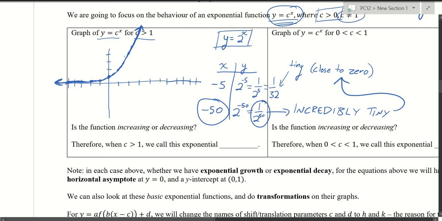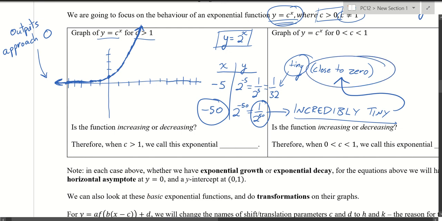So if we continue this trend to the left, we're going to notice that our function outputs, we could say, approach 0. Our outputs approach 0, right? We're getting incredibly tiny numbers here, but they're never actually going to reach 0. And in addition, we can say that our function will never hit or go below the x-axis.